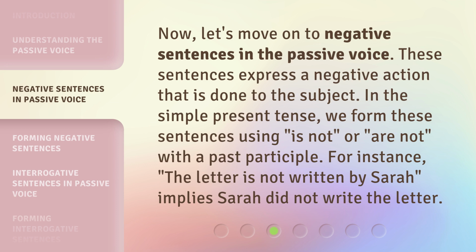Now, let's move on to negative sentences in the passive voice. These sentences express a negative action that is done to the subject. In the simple present tense, we form these sentences using is not or are not with a past participle. For instance, the letter is not written by Sarah implies Sarah did not write the letter.